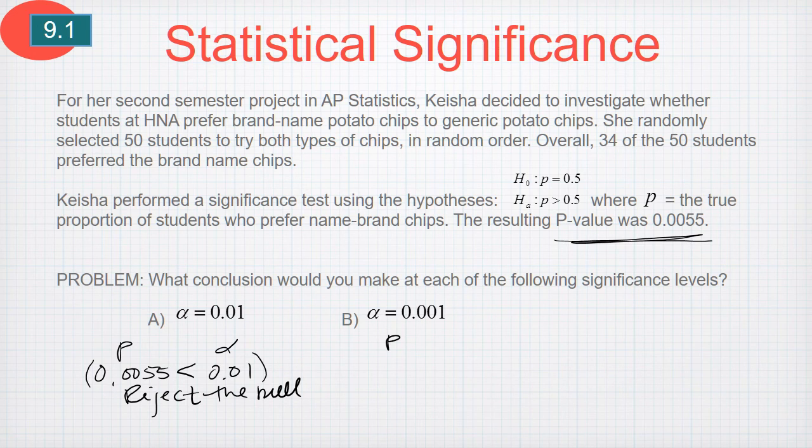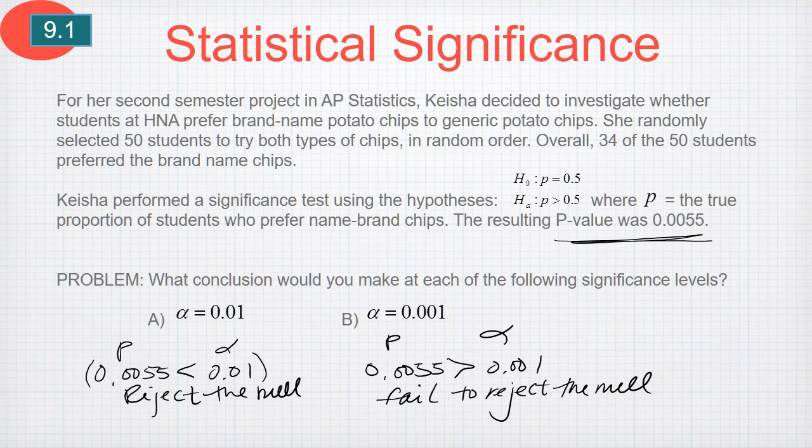Okay, same game over here. Same p-value, but now we have a different significance level. So here's our p, and our alpha is 0.001. In this particular case, p is higher than our alpha. So because p is higher than our alpha, we can't reject the null. We fail to reject the null.